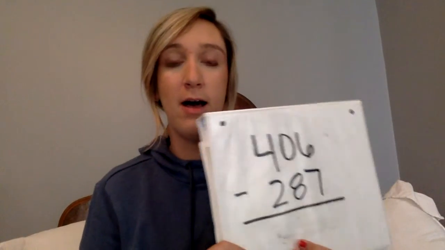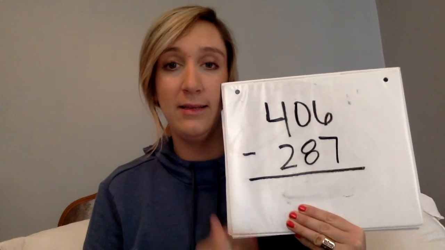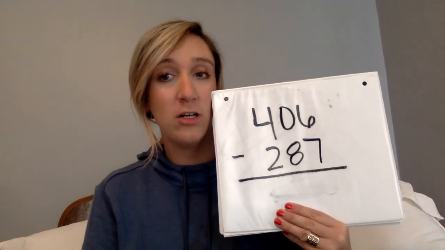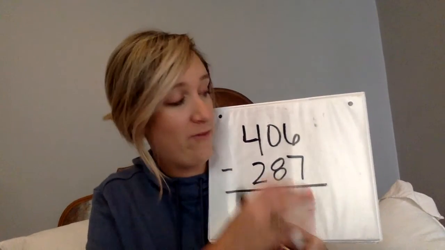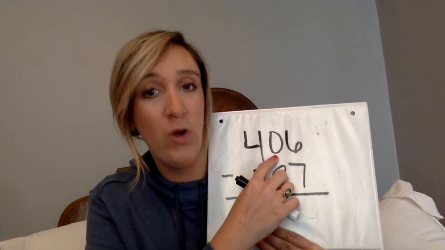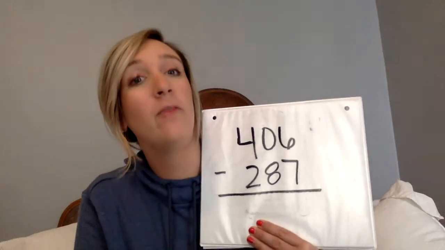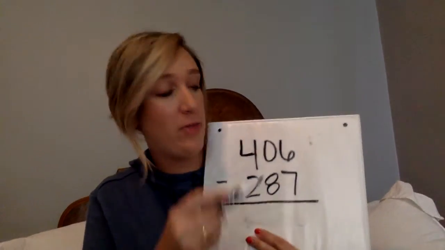So, what does the ones column tell us? Ben, do you have to rename? Yeah, it starts with the 6 and you take away 7, but you have to rename. Can you take 1 ten away from 0 tens? Where are you going to get the 1 ten? From the 40 tens. Good job, guys. So now you're going to cross out the 40 and write a 39 above it.